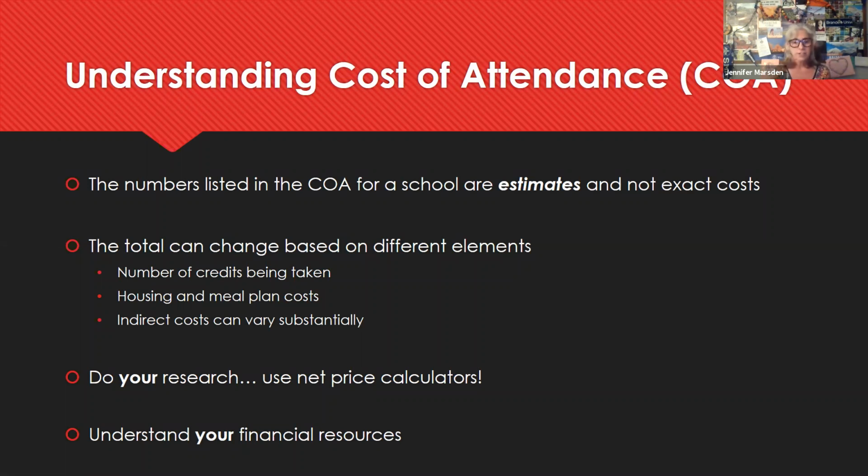So what the net price calculator will do is ask you questions about your family's financial resources, your student's academics, student's GPA, maybe SAT or ACT scores, and they'll give you a pretty good idea of what it will cost for your student to go to that school.